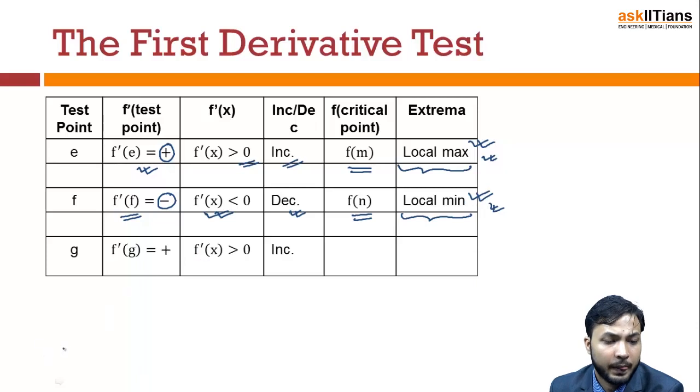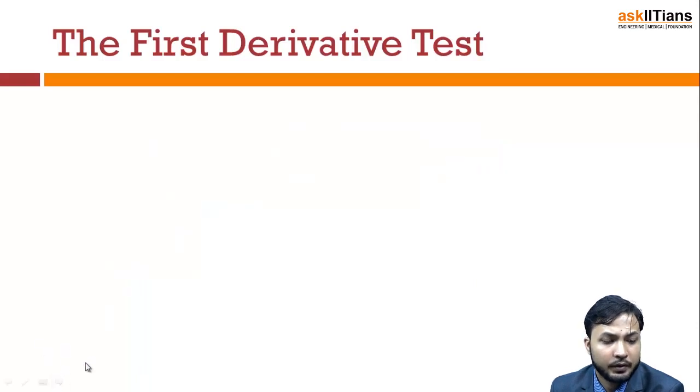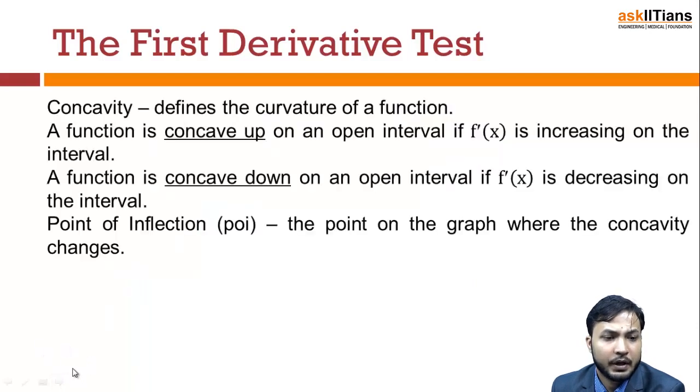Now, moving on, this is another part of the test. Based on our graph, we had an upward graph like this, and then we had a downward graph. Based on that, I have a property called concavity. It defines basically the curvature of the function, just as I told you.